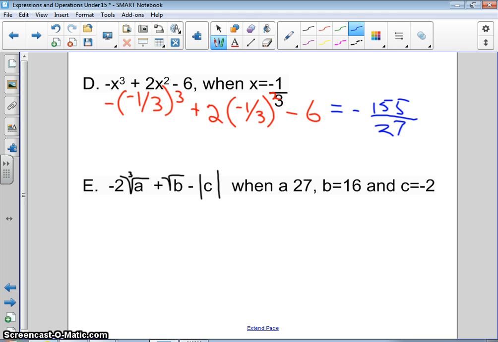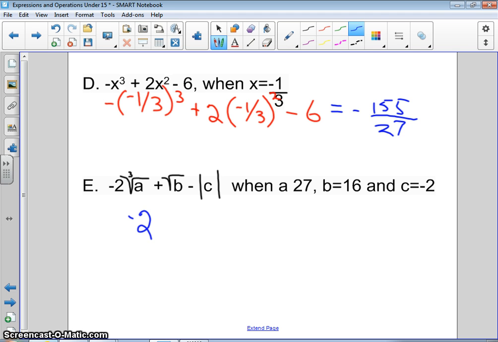There probably will not be one as hard as E on your SOL test, but I put together all the components of different problems over the past few years. Let's talk about this one a little bit. We're going to start out by putting negative 2 in. And then we got to do the cube root of something.